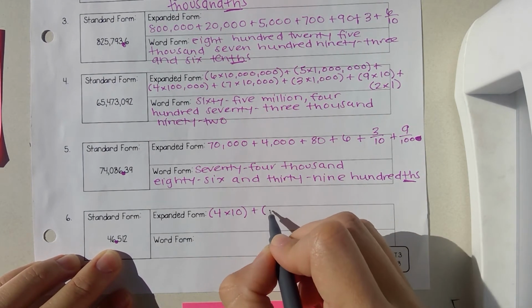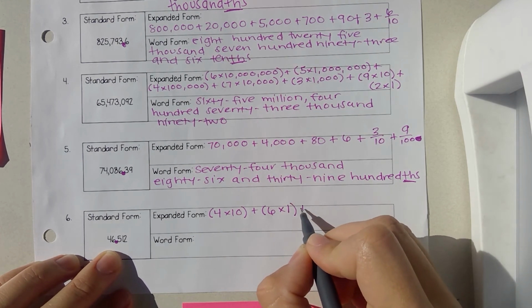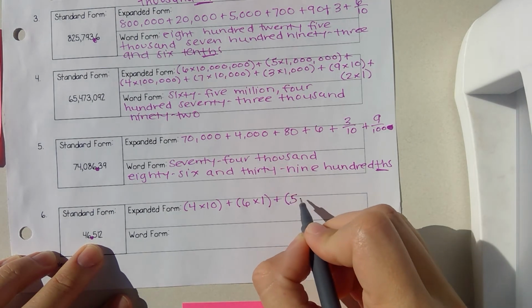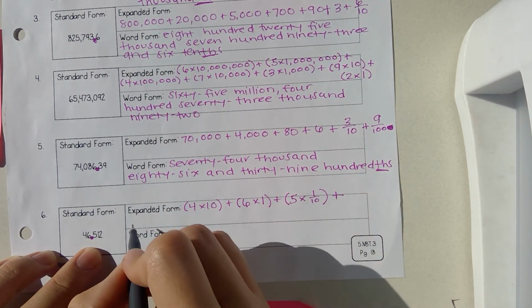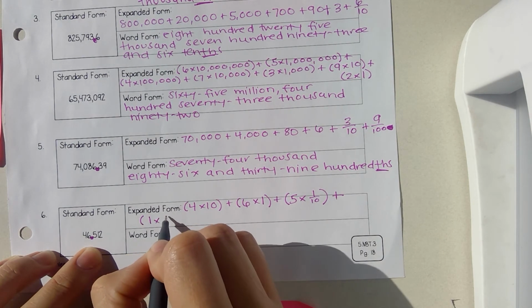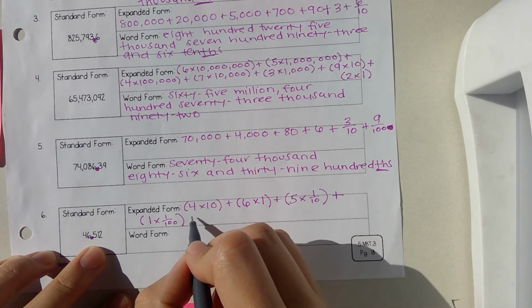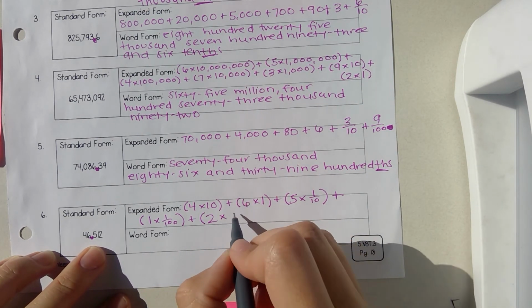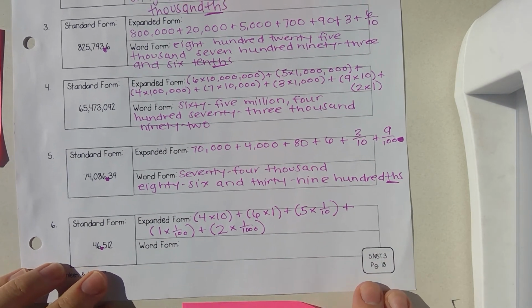Plus parenthesis next is 6, which is in the ones place. So 6 times 1 parenthesis. Plus next is a parenthesis. The next is a 5, which would be multiplied by the tenths. Parenthesis plus parenthesis. There's a 1, which is in the hundredths place. So 1 times 1/100. Plus next digit is a 2, which we would multiply by 1/1,000. Okay, so there would be expanded form.